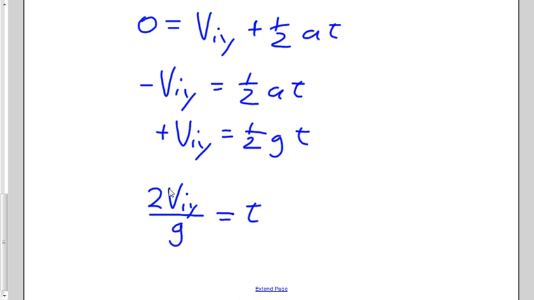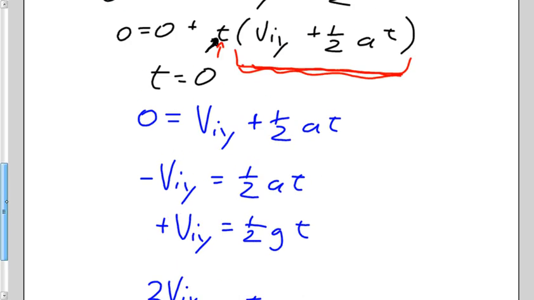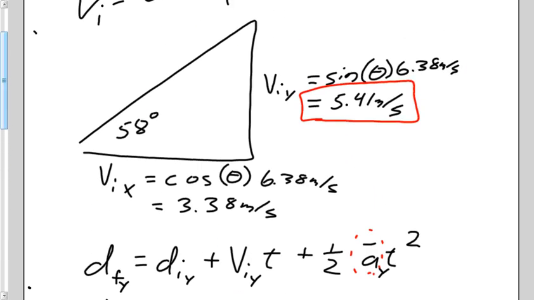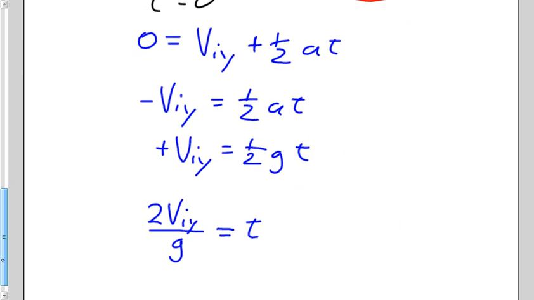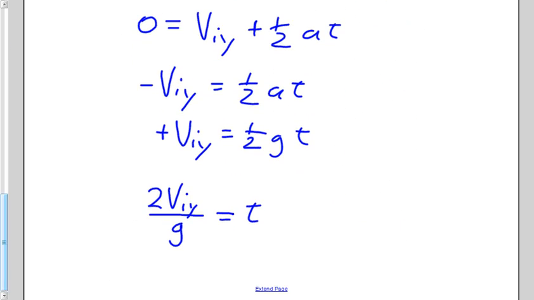So this is the amount of time it takes for it to go up and come back down. And so since our initial velocity in the y direction, if we go back up, is the 5.41 meters per second, that is in the y direction. So my velocity in the y direction is equal to the 5.41 meters per second. So that's just going to go into my equation here. So 2 times the 5.41 divided by g, which is 9.8. Remember, I can put in a positive at this point since I made that switch. And that should give me a time of 1.104 seconds.